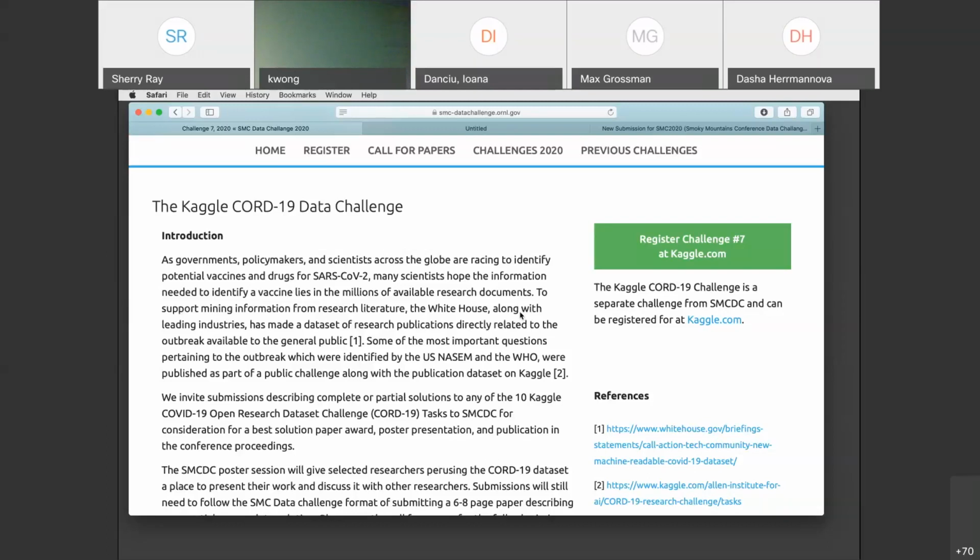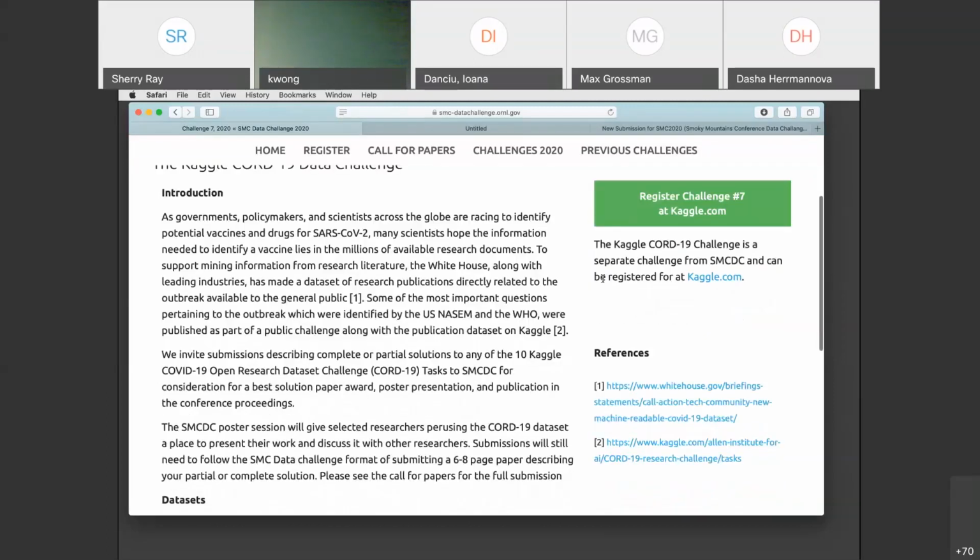Challenge 7 is special. It's a little bit different from the rest of the challenges in that it's organized through Kaggle. And it's a challenge which focuses on mining information from research literature about COVID-19 and other coronaviruses to answer specific pressing questions that scientists are now looking at.